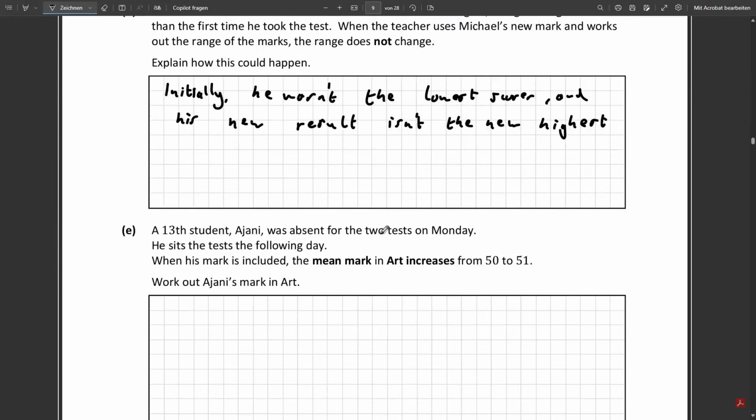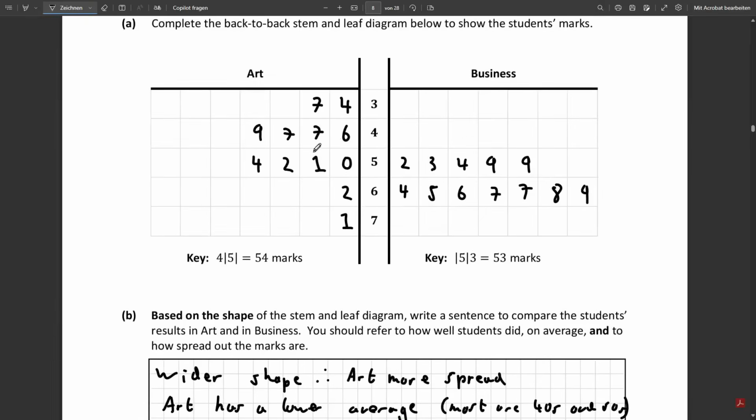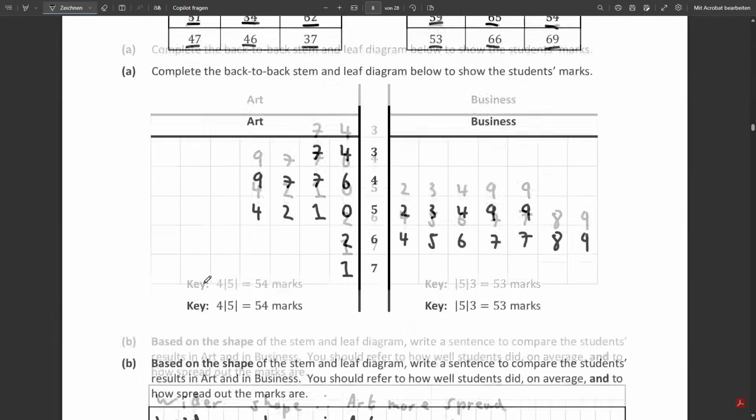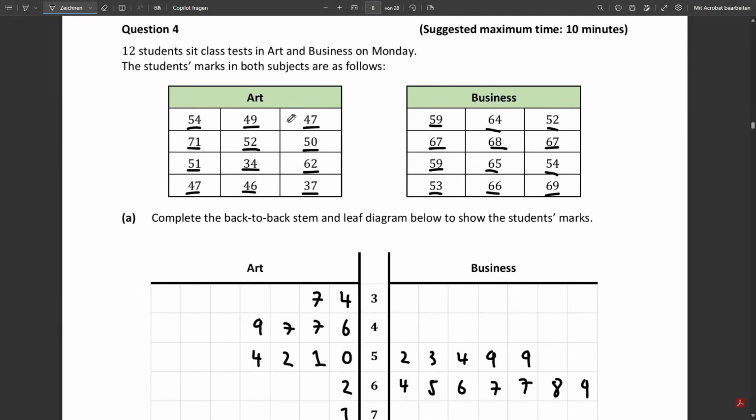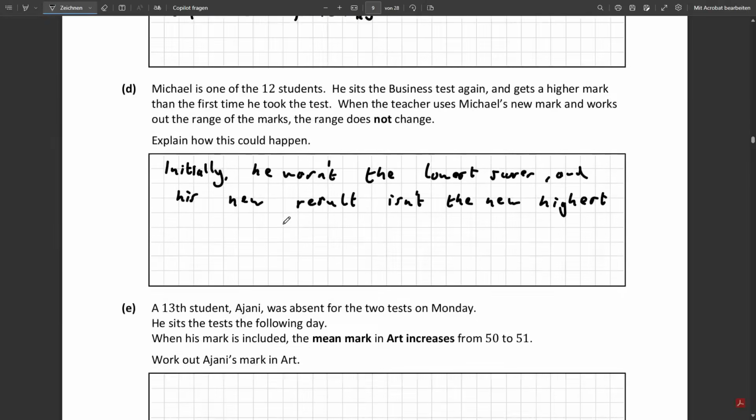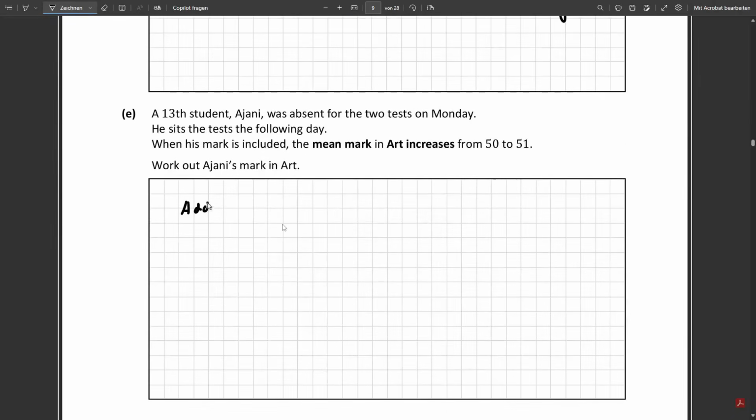A 13th student was absent for the 2 tests. So basically the mean increases from 50 to 51. So I'm guessing if you get the mean of this, it's going to be 50 right now. Remember, the mean is adding them all up and dividing by the number. You can see there's 12 results. So say add all, and when you divide it by 12, you get 50. Okay, so that means when you have add all, plus the 13th student's mark, which I'll call A, and we divide that by 13, because there are now 13 results, that's going to be 51.